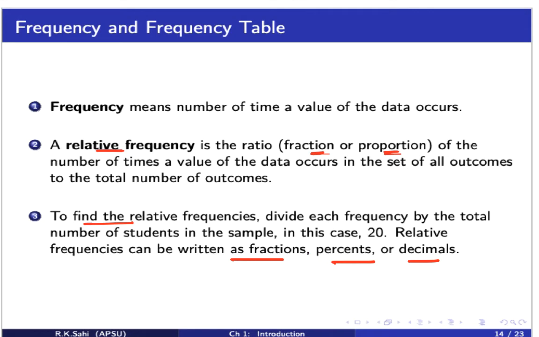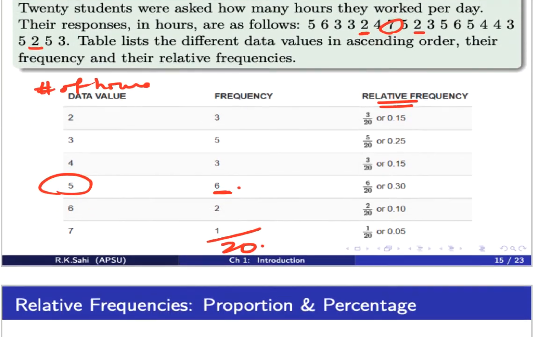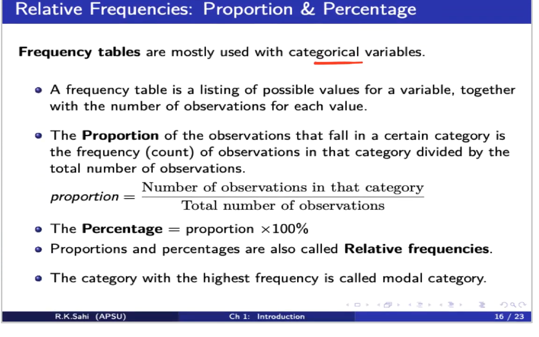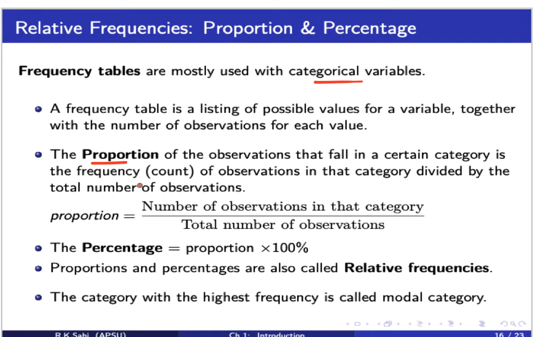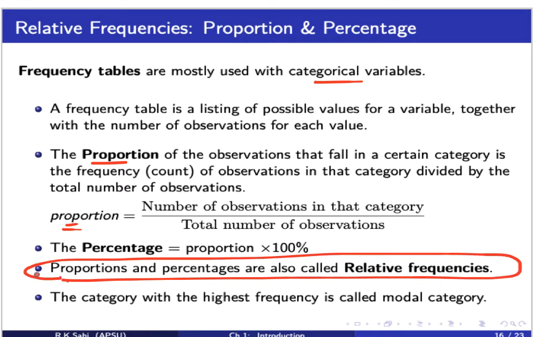That's why we're going to look at what is meant by percentages. And in order to find percentages, we need something called proportions. What is a proportion? It is the number of observations which fall in a certain category divided by the total number of observations. So this is what a proportion is. And percentages are nothing but proportion times 100%. As we said earlier, these proportions and percentages are also called relative frequencies.